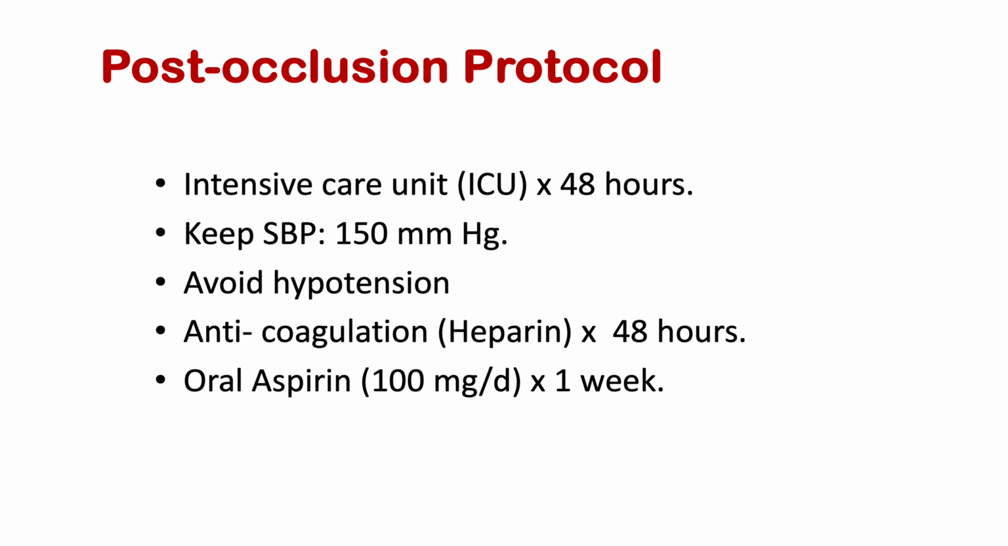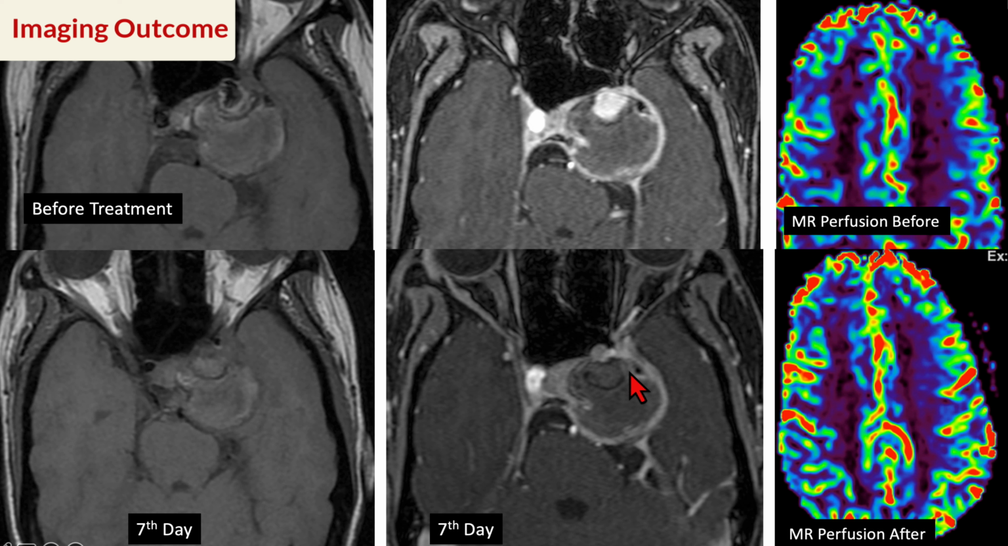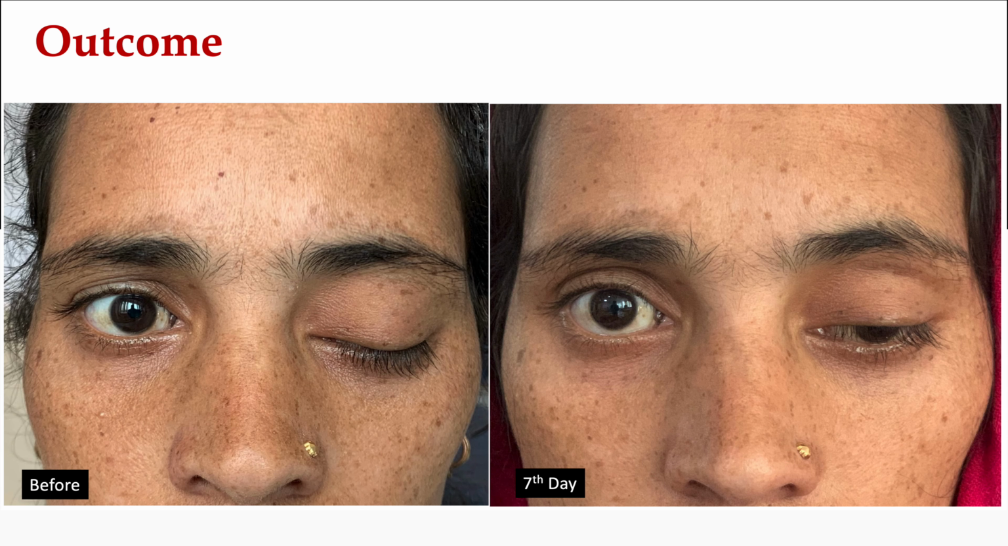MRI and MR perfusion study was repeated on the 7th day. And here we could see that there is no contrast filling of the aneurysm on the 7th day. So this is the MRI before the procedure and this is the MRI after the procedure. There is no contrast opacification of the aneurysmal segment and there is no deficit on MR perfusion before and after. After the procedure, the patient had a significant improvement in her headache and retroorbital pain, and there was some improvement in her ptosis on the 7th day.